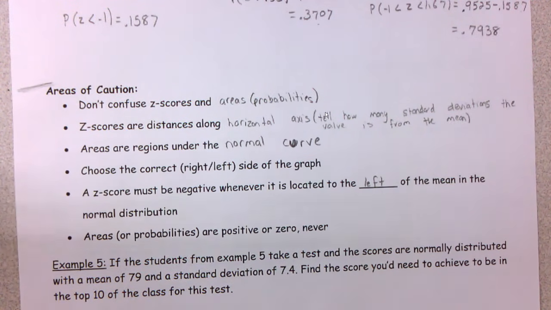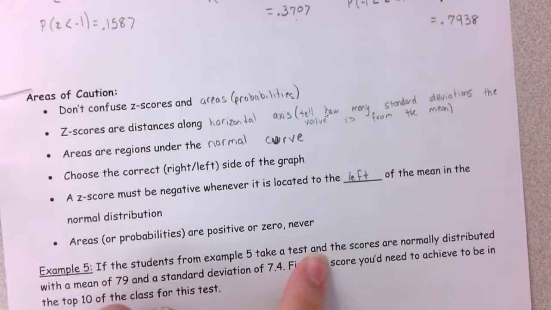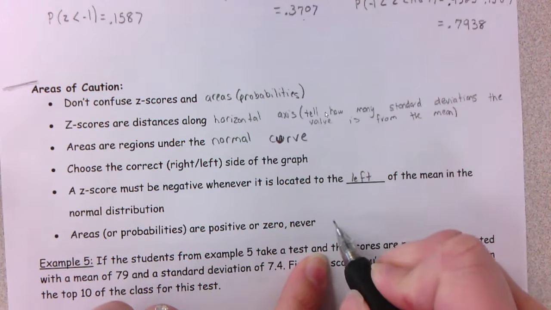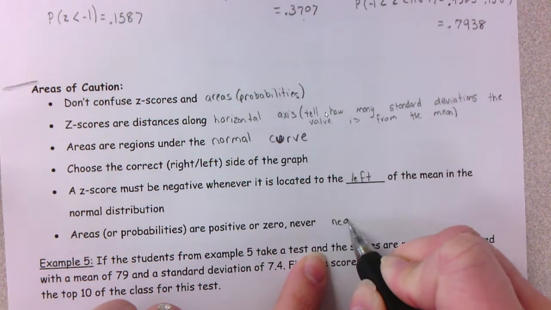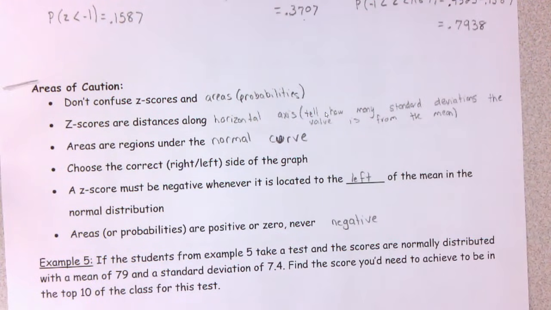Okay? And then the areas, the probabilities, they could be positive, they could be 0, but they can't be what kind of a number? We can't have a negative probability. Okay, you can't have a negative percent of something happening. It's either 0 or it's some percent. All right? So these next two questions take a little bit of thinking, but we'll do some practice with them.